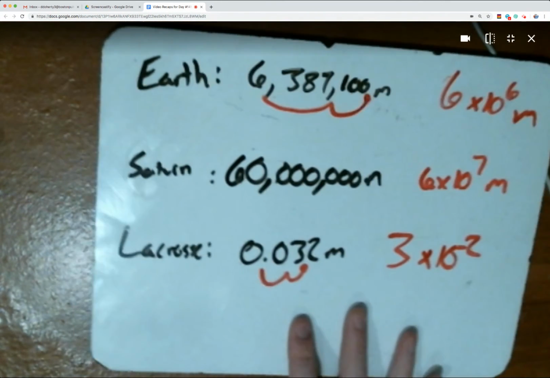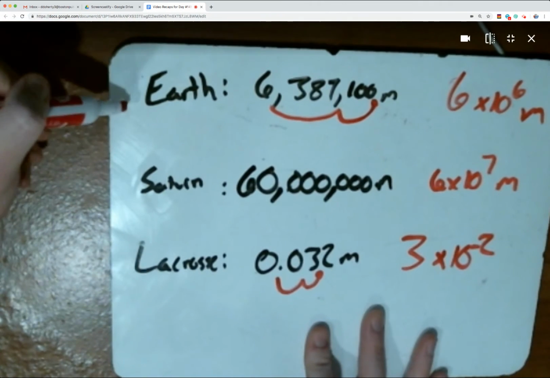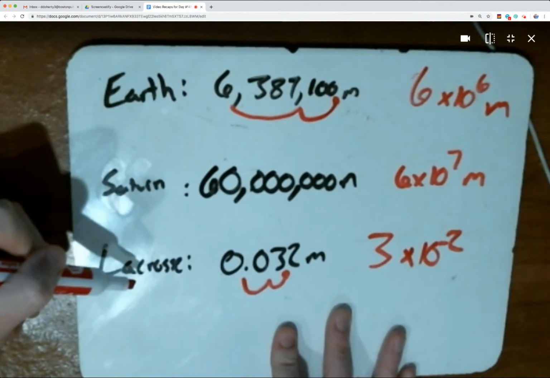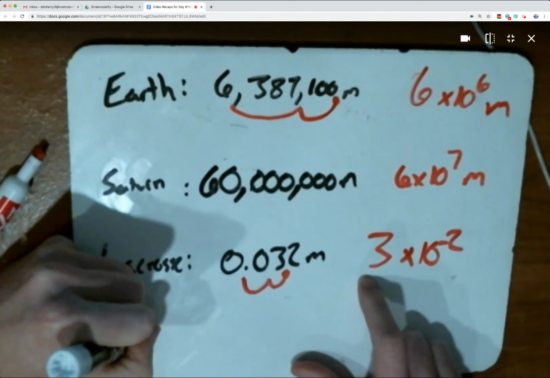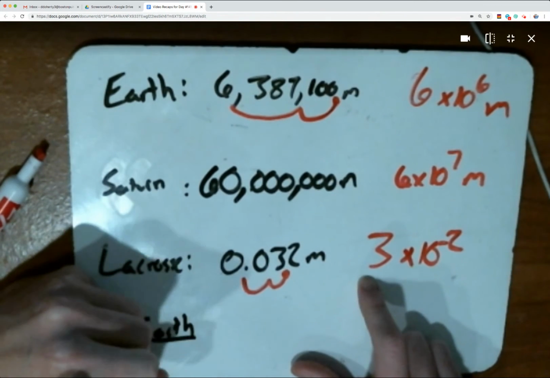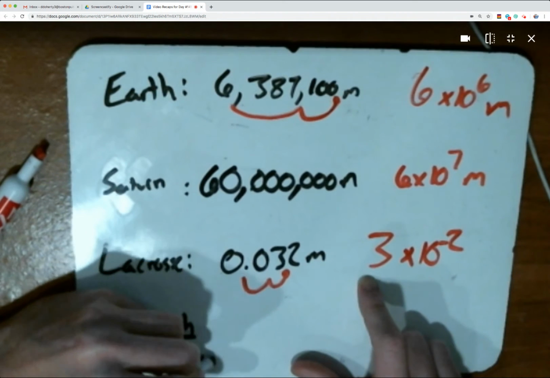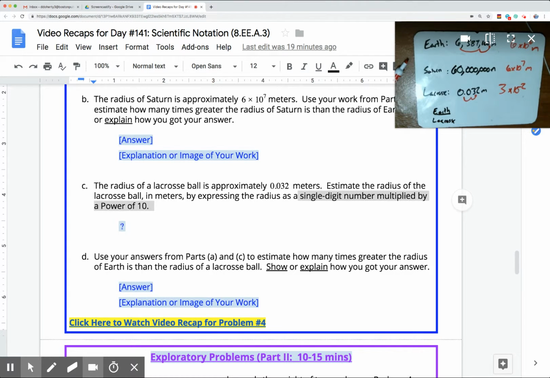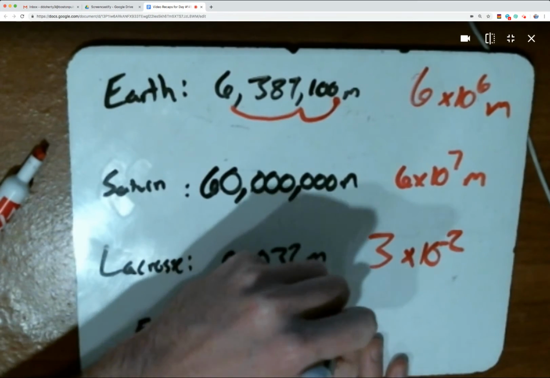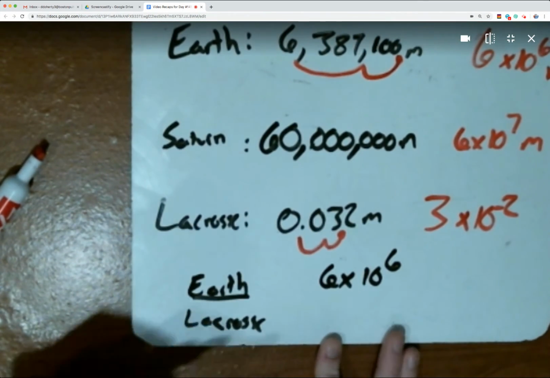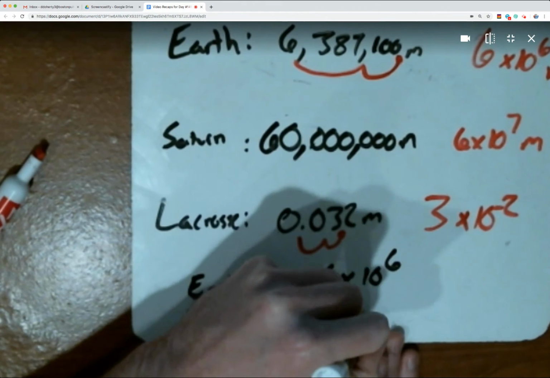Part D was going to ask you to compare Earth, this one up here, with the lacrosse ball. I'm going to actually set this division up, Earth over lacrosse. They say how many times greater is Earth as a radius than the radius of a lacrosse ball. So we're going to be comparing Earth to the radius of a lacrosse ball. Earth, I know 6 times 10 to the 6th. Lacrosse ball, 3 times 10 to the negative second.